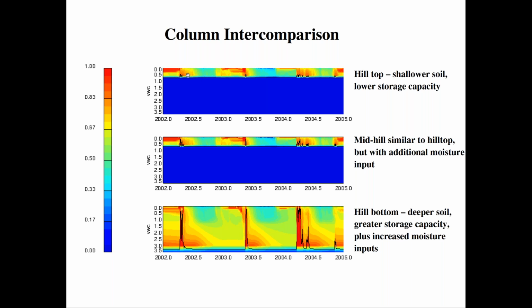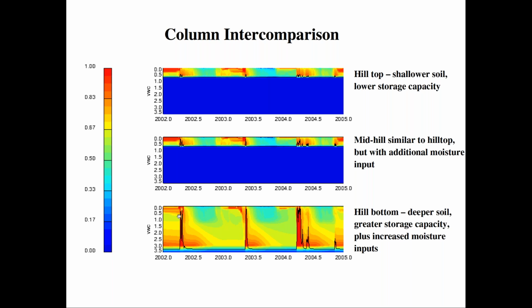The upper column passes water when there are saturated conditions to the second column. And so these two columns look fairly similar because they have fairly similar characteristics. But you can see this black line here represents the water table. And so you can see shallower water tables because you're getting larger moisture inputs now, because these are not independent columns. They're actually communicating with one another and passing moisture.